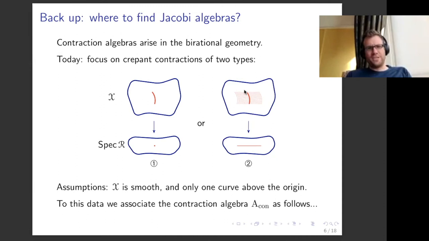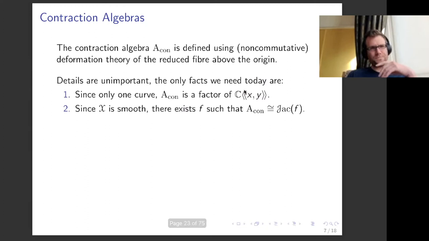And to this data, about 7 or 8 years ago, myself and Will associated an object called the contraction algebra. And so I just briefly want to explain what this object is. Okay, and so the contraction algebra is somehow detecting deformation theory of your fiber.